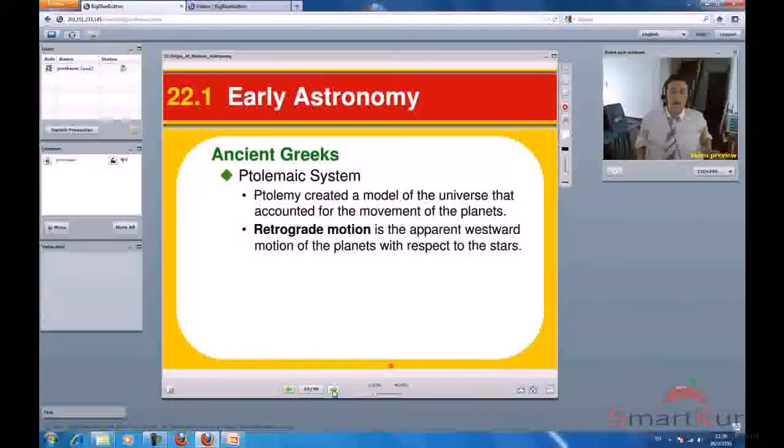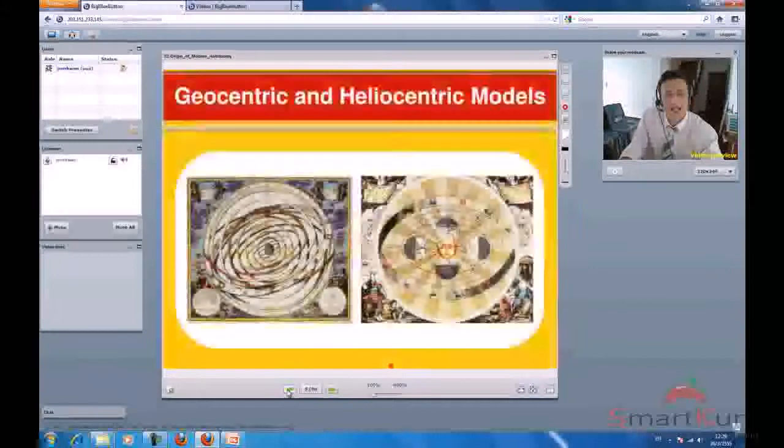So the geocentric and heliocentric models. The ancient Greeks, the Ptolemaic system. The ancient Greek astronomer Ptolemy created a model of the universe that accounted for the movement of the planets.